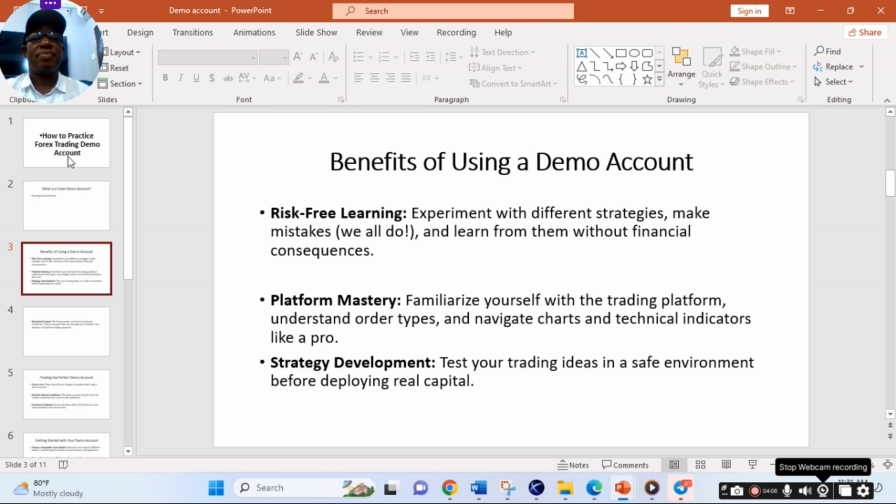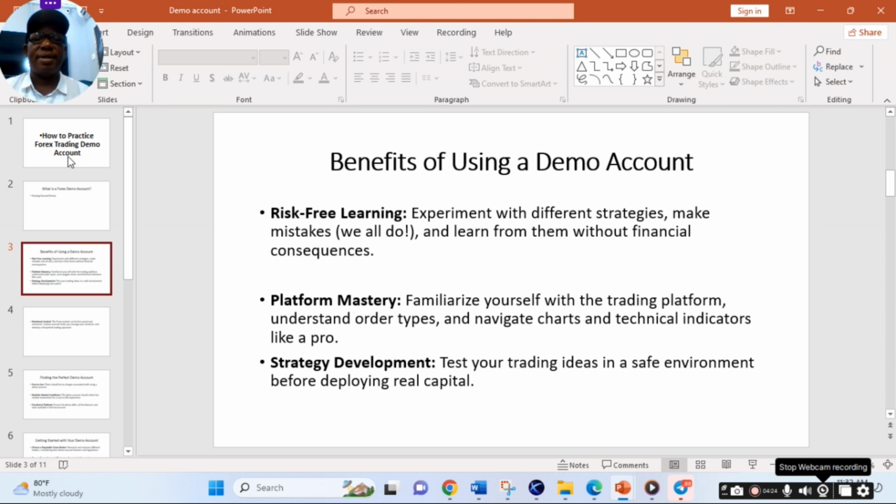Platform mastery. Yes, familiarize yourself with the indicators, with the chart tools, with the language Forex speaks. You will master all these things. That is called platform mastering.